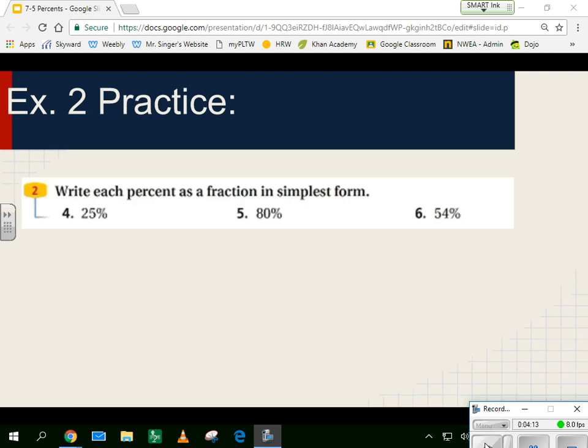All right, so here you go. You have 4, 5, and 6. I'm even going to help you by doing 4 for you again, and 5 and 6 are on your own. So if you want to try 4 on your own, pause the video and then come back.